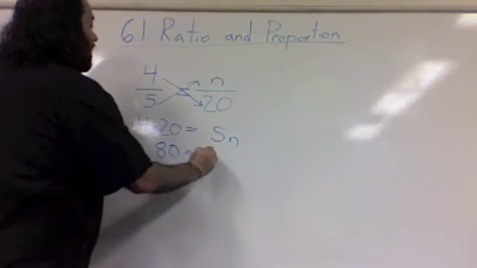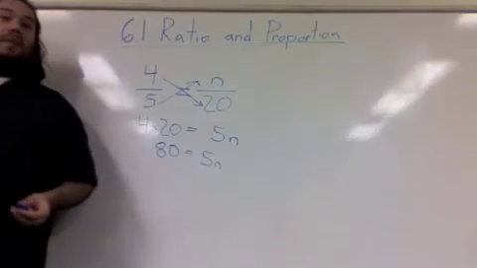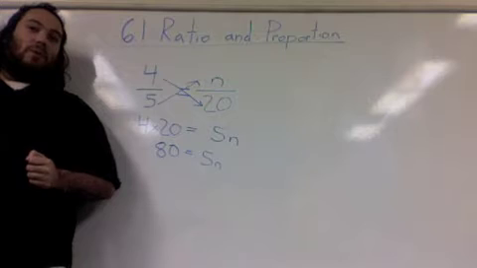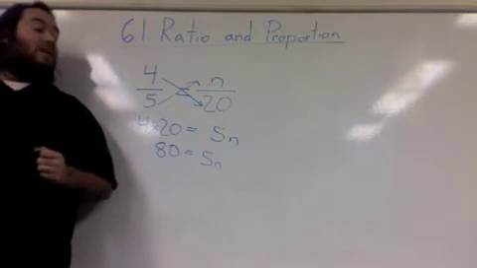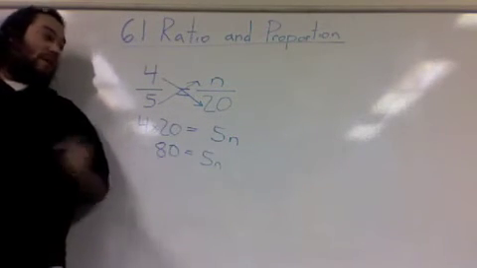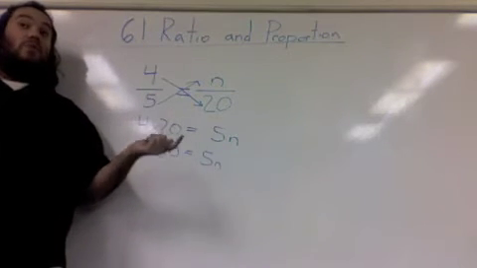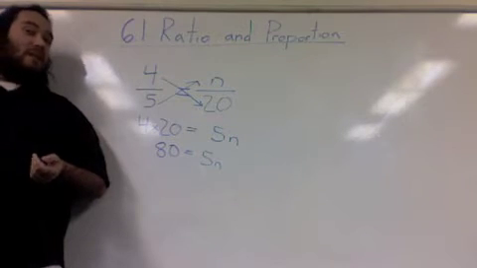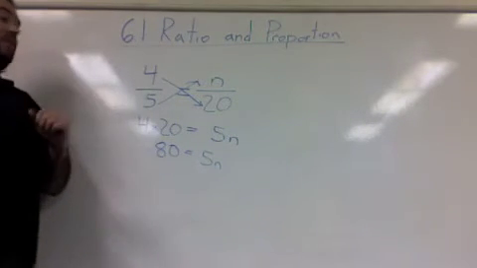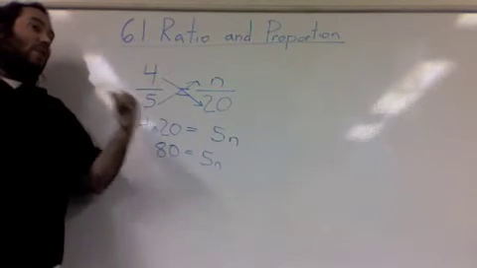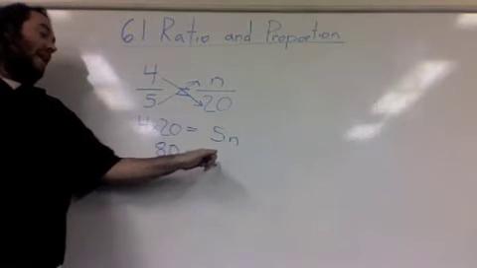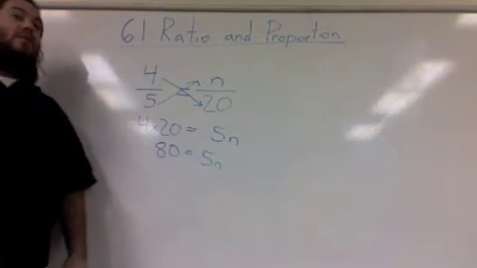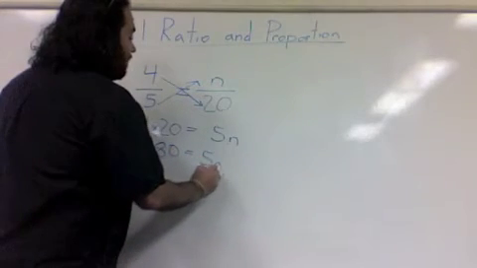80 equals 5 times something. If you're really good with your multiplication facts, and I hope you are, then you can probably figure out pretty quickly what 5 times what is equal to 80. But if you don't have them perfectly up that high, what we want to do is get that n all by itself. So we want to get rid of that 5. The way we're going to do that is divide both sides by 5.